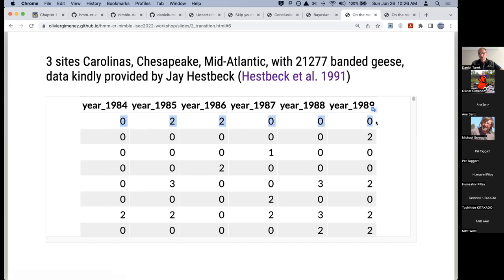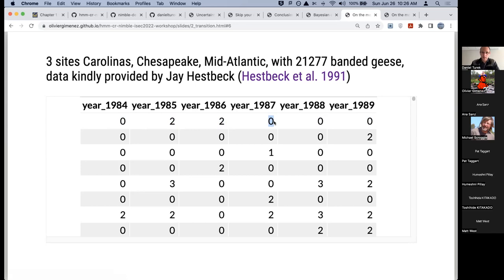So we have a bunch of uncertainty here. The only thing we know for sure is that this goose was in site two these 2 years. Where was it here in 1987? Was it in site two? Did it move to site one or three? We don't know. All we know is we didn't see it, or perhaps also it passed away and the goose was no longer with us. So we don't know.